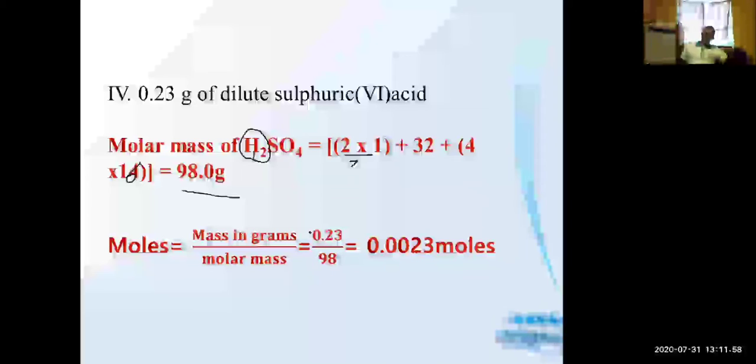So if you divide 0.23 by 98, you get 0.0023 moles of sulfuric acid. This is the number of moles in this mass of sulfuric acid.